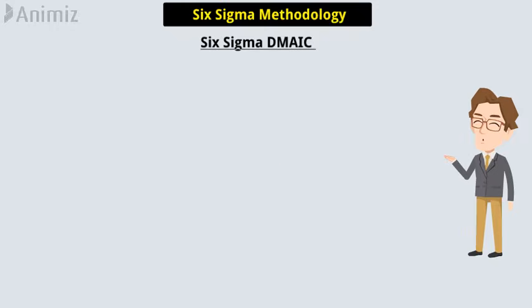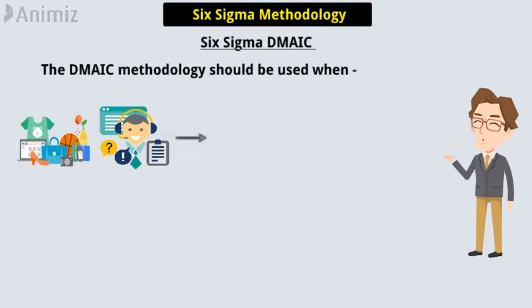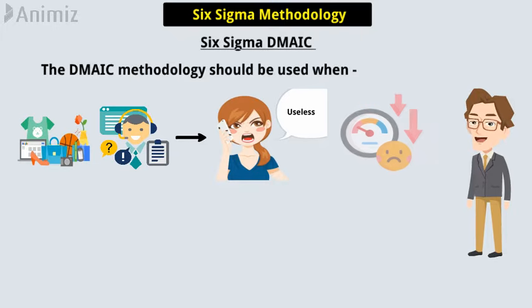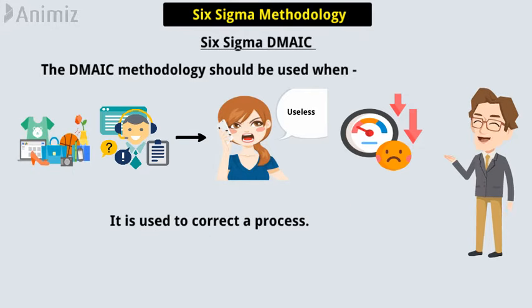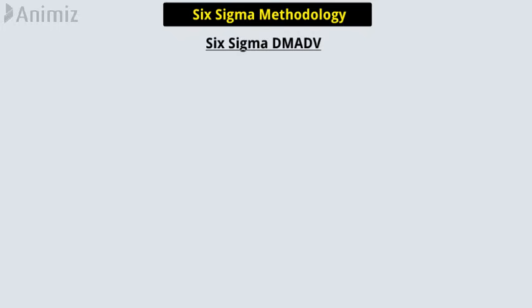The DMAIC methodology should be used when an existing product or service is not meeting customer needs, or performing to its highest standards. It is used to correct a process. Here is a step-by-step breakdown of Six Sigma DMADV.